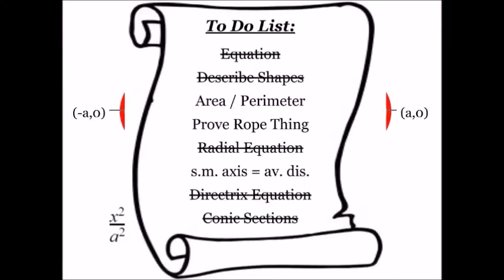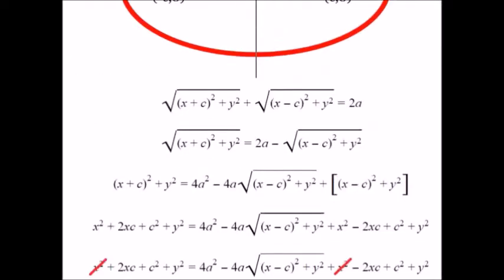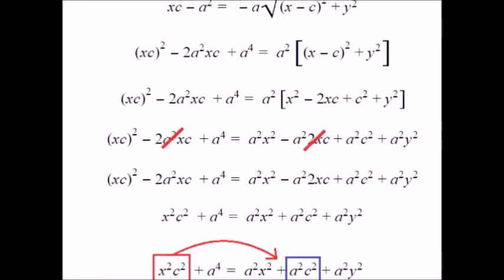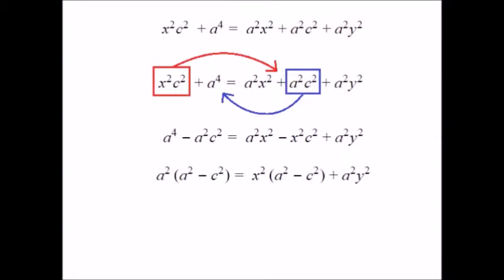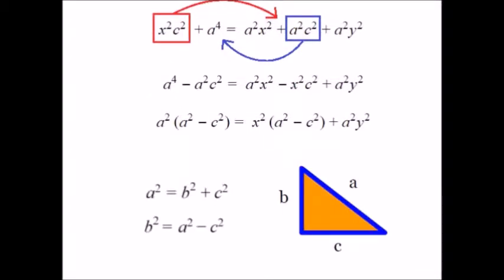And now we prove the rope thing with a point and lengths 1 and 2 adding to 2a. Go a little bit nuts with the algebra till we get here, which is a nice spot to do some substitution with our old triangle friend. Wait, no, you can't do that. No, you can't do that. That triangle, you're a liar.